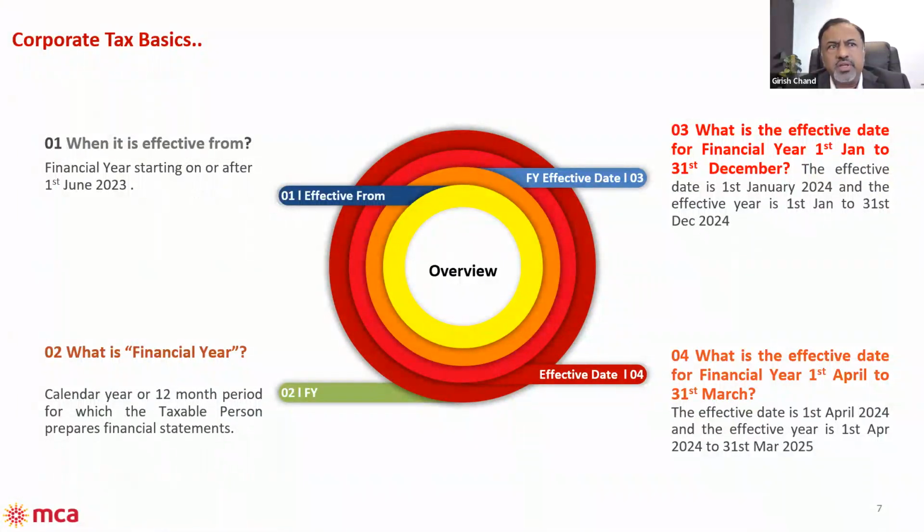Of course, there are some entities which have possibly a year of April to March. In the case of such entities, the effective year for implementation will be from 1st April 2024 to 31st March 2025.